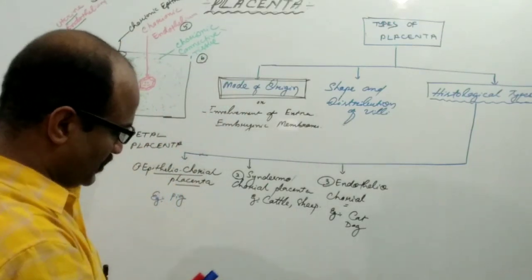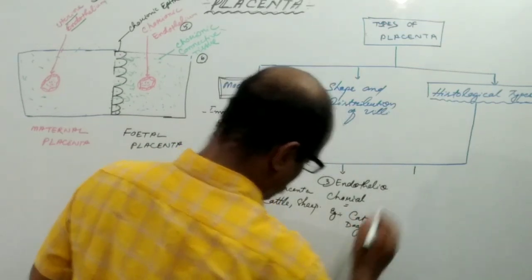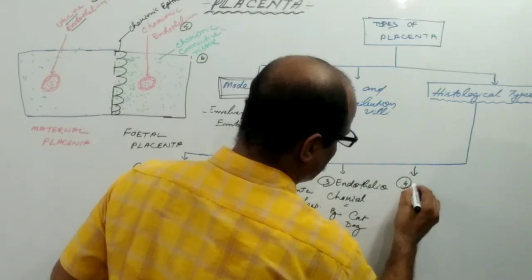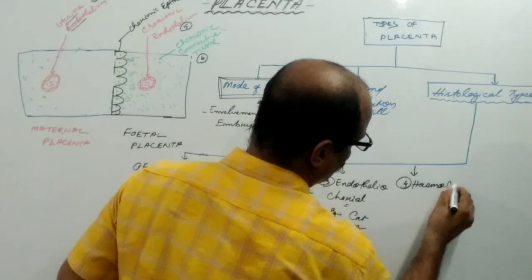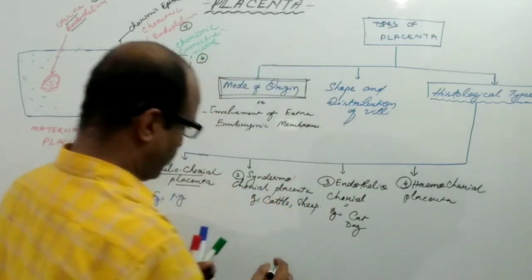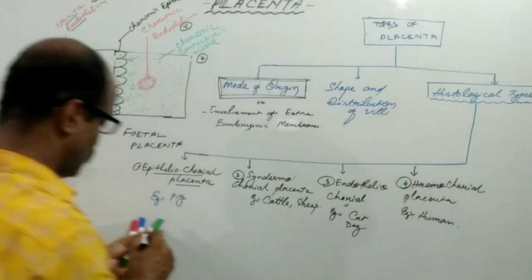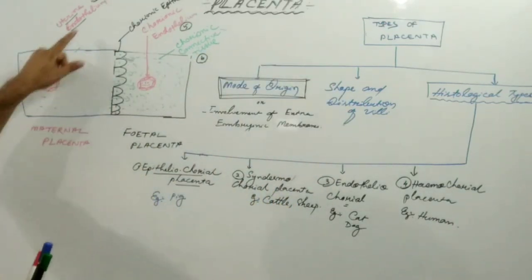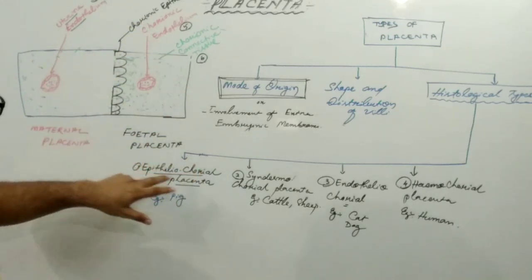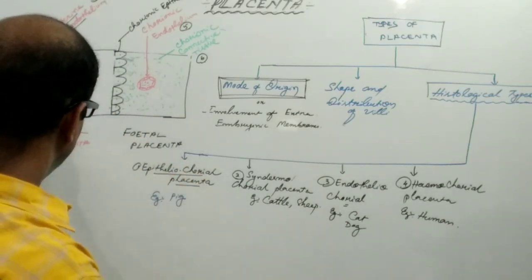And now come to another type of placenta, which is known as the hemochorial placenta. So the fourth number, hemochorial placenta. It is important because this placenta is present in humans. In case of human, how many barriers are now present here? 1, 2, 3, 4. So if 6 barriers are present, that is epitheliochorial.